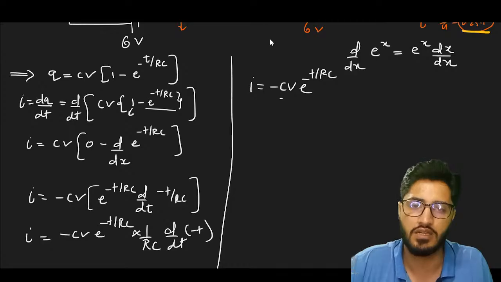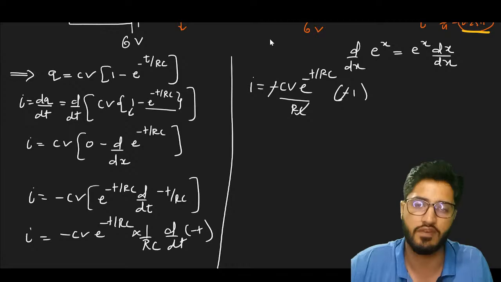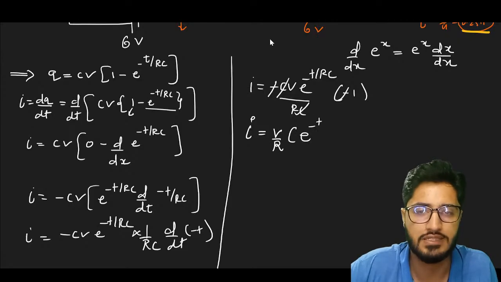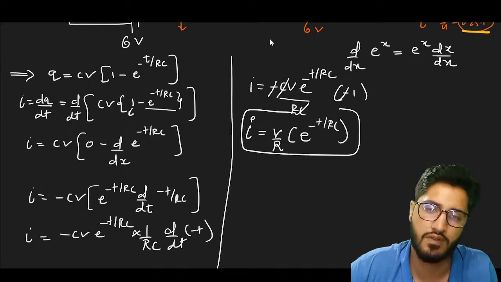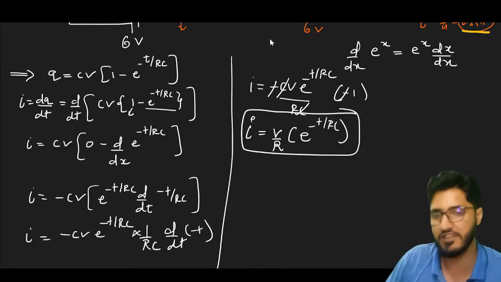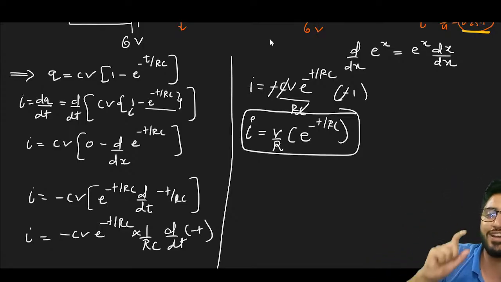Then differentiation of T is minus 1 only. Minus 1 cancels out, C cancels out. So I came out to be V by R e to the power minus t by RC. This is my value. So this equation is all about the relation of time with current.